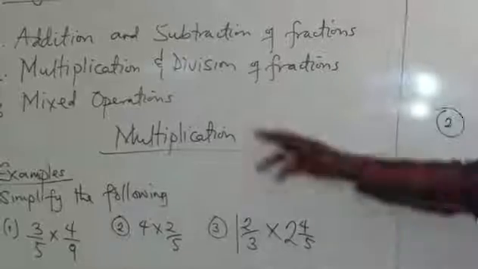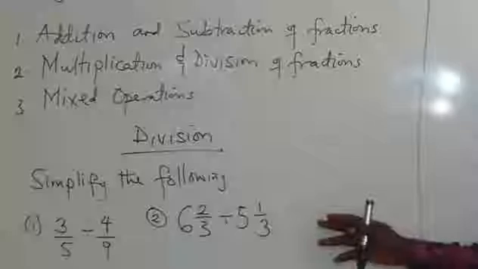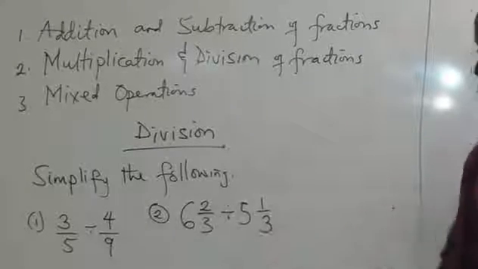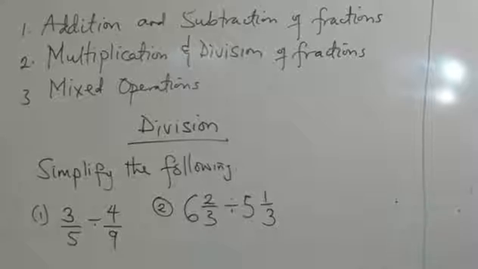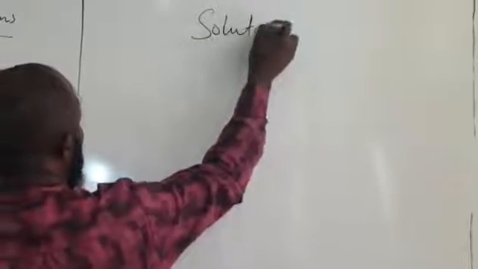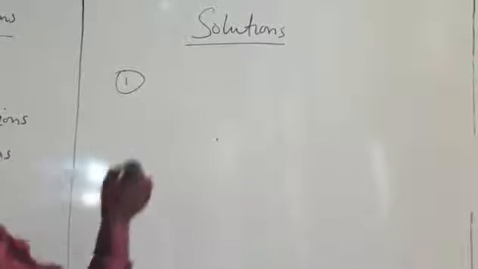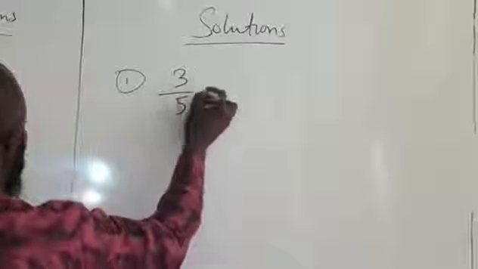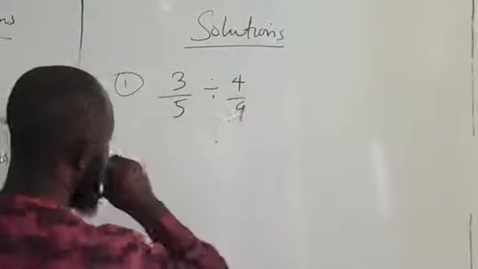Then we move to division, then before our mixed operation. For division, we only look at these 2 examples. So simplify the following. So how do we do that? So let's solve the solution here. Solutions. The first one we have 3 over 4 divided by 4 over 9.